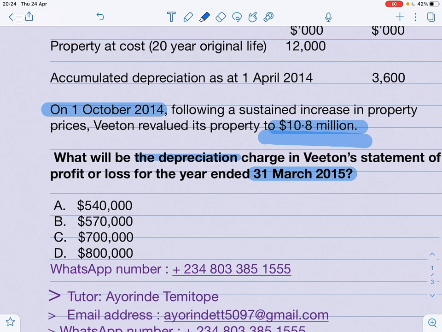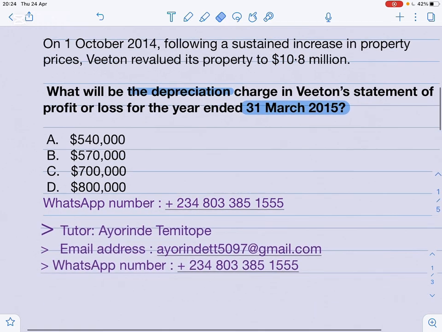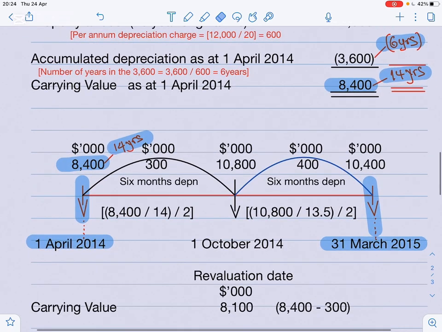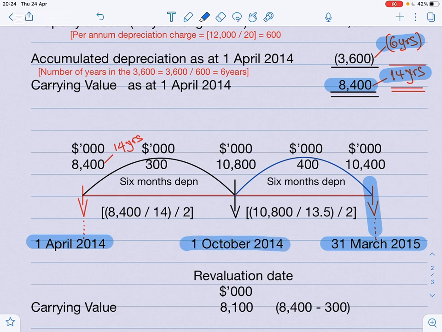So let's return to our timeline and put this there. On the timeline, I have the date. That's the revaluation date, 1st of October 2014, and we've been told that the property was revalued to $10.8 million. Please have a look at the $10.8 million here. Good. So what are we going to do now?